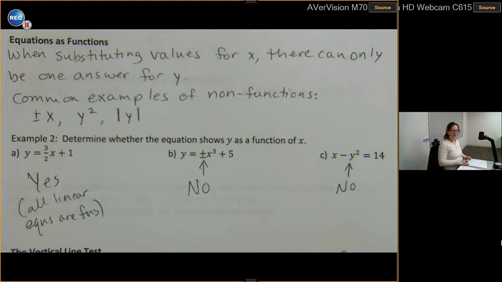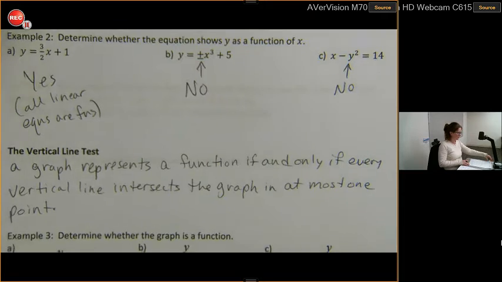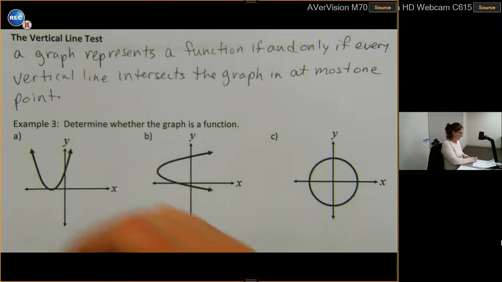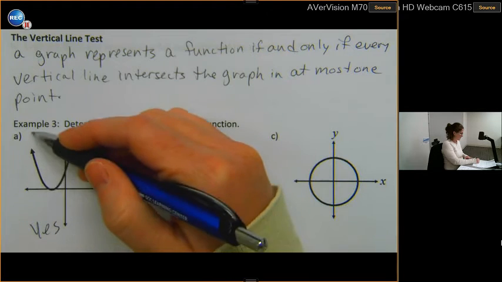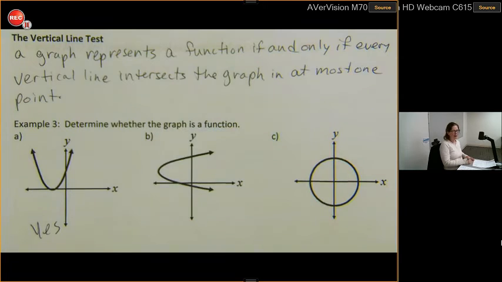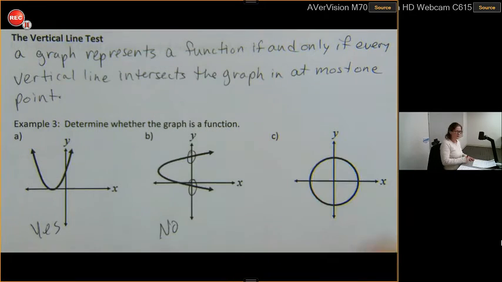When we are working with graphs, we tell if something is a function by what's called the vertical line test. A graph represents a function if and only if every vertical line intersects the graph in at most one point. So I have some pictures of some graphs. And letter A is a function because I could sketch in vertical lines and every vertical line is only hitting the graph once. Whereas letter B is not a function. I have the y-axis as a vertical line, it's easy to use, and it's hitting the graph 2 times.